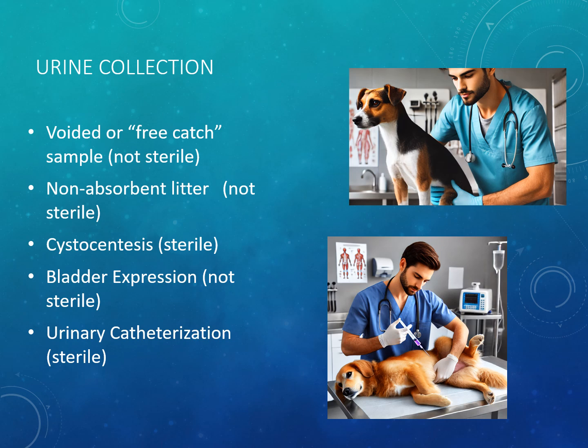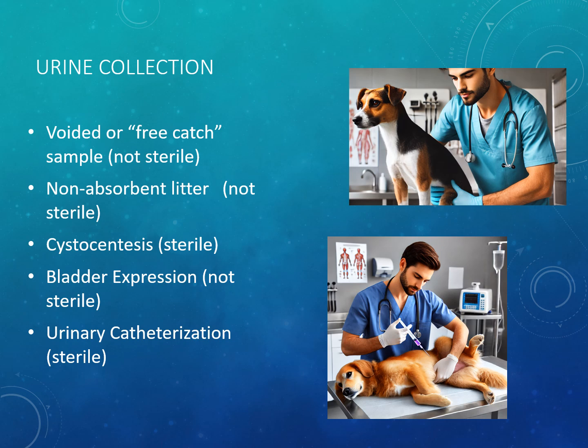All right, so let's talk about some of the ways we can collect a urine sample. Firstly is the voided or free catch, which simply means that we are catching the urine as the animal urinates. This is best with dogs. You can kind of follow them around with either a sterile cup or a soup ladle works pretty good.